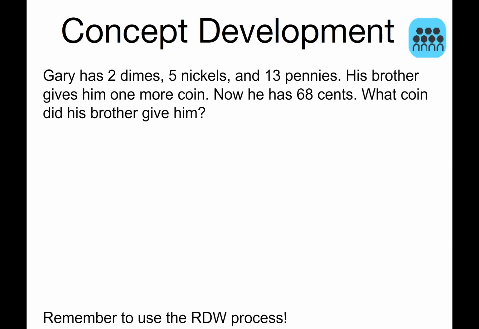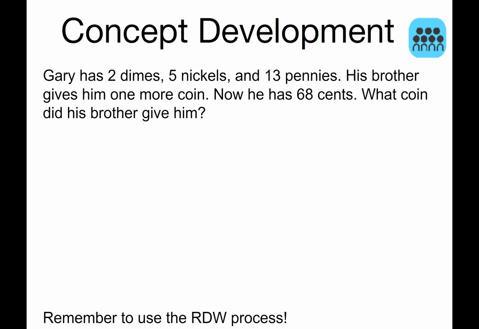2 dimes. So draw 2 dimes on your paper or grab 2 dimes from your pile of coins. Remember, they're the 10-cent ones. They're small, the small little silver ones, 10 cents. So 1, 2 dimes. And then I'm going to write a 10 inside each of my circles if I'm drawing the dimes.